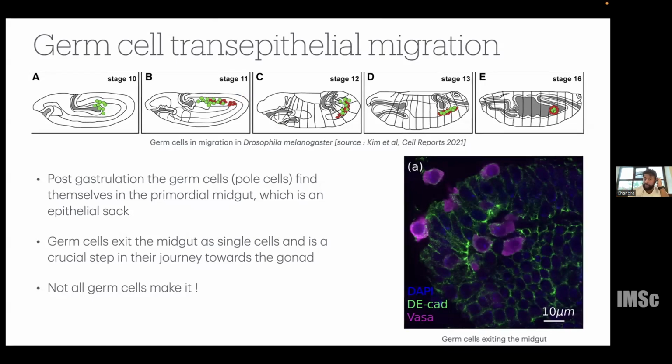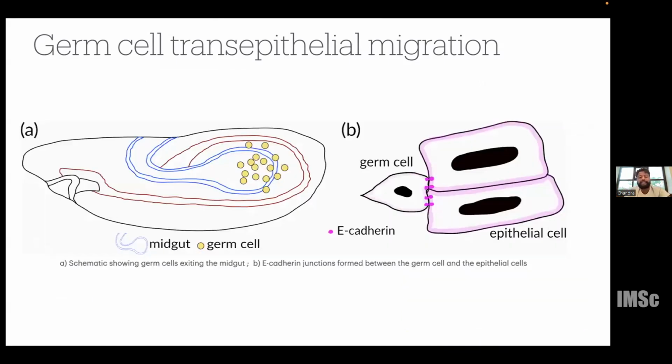Something easier for you to understand is something that I do. This is an instance of some of them having already left. It's a schematic showing some of the germ cells leaving at different stages of the germ cell exit.